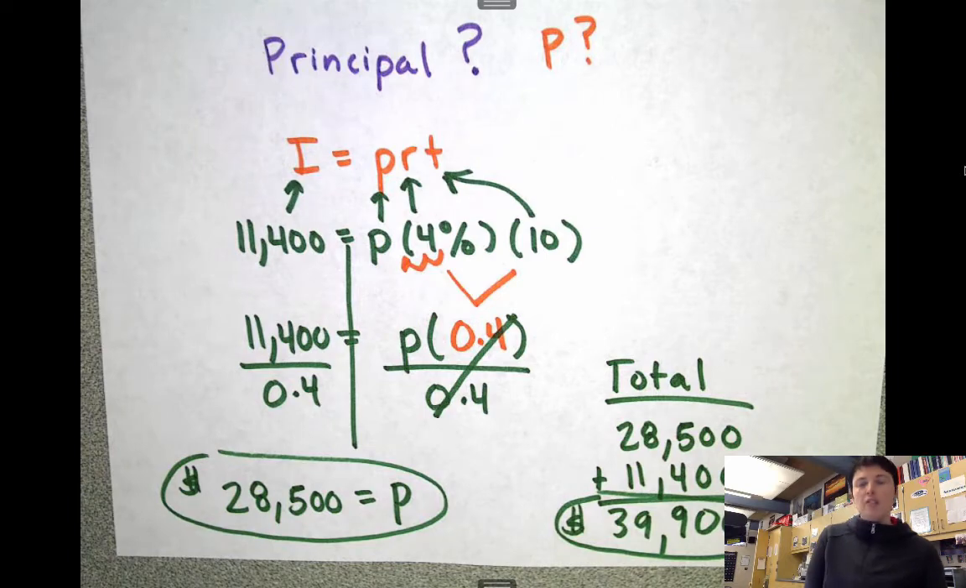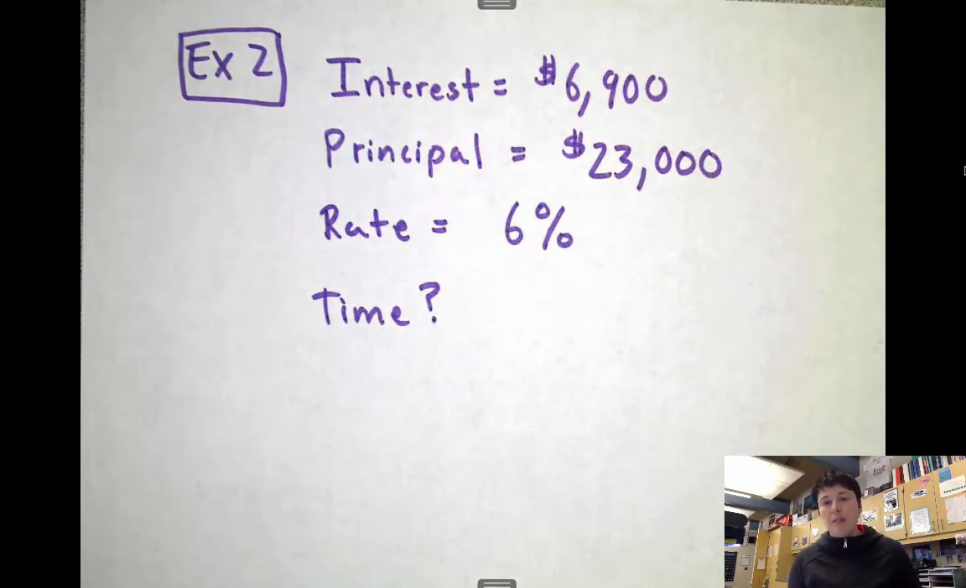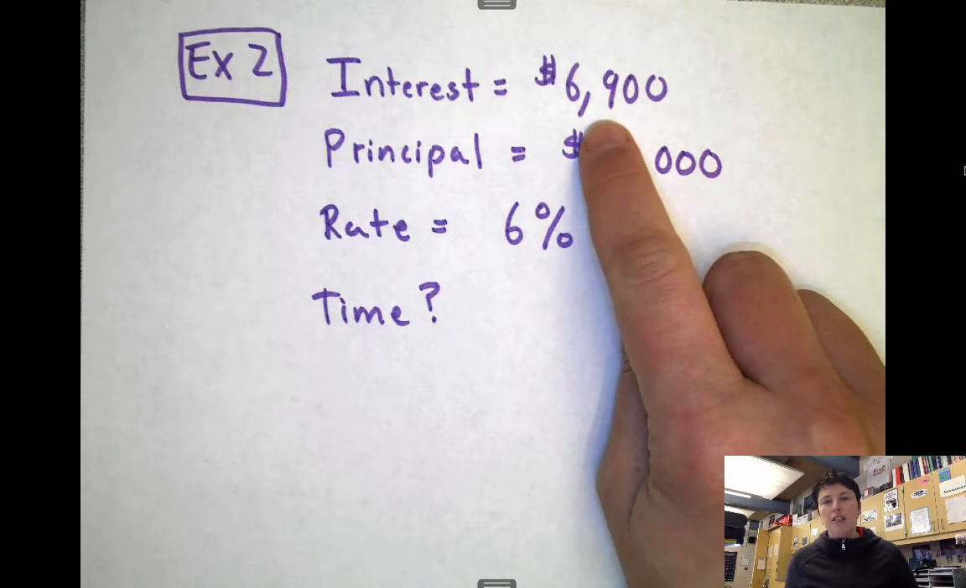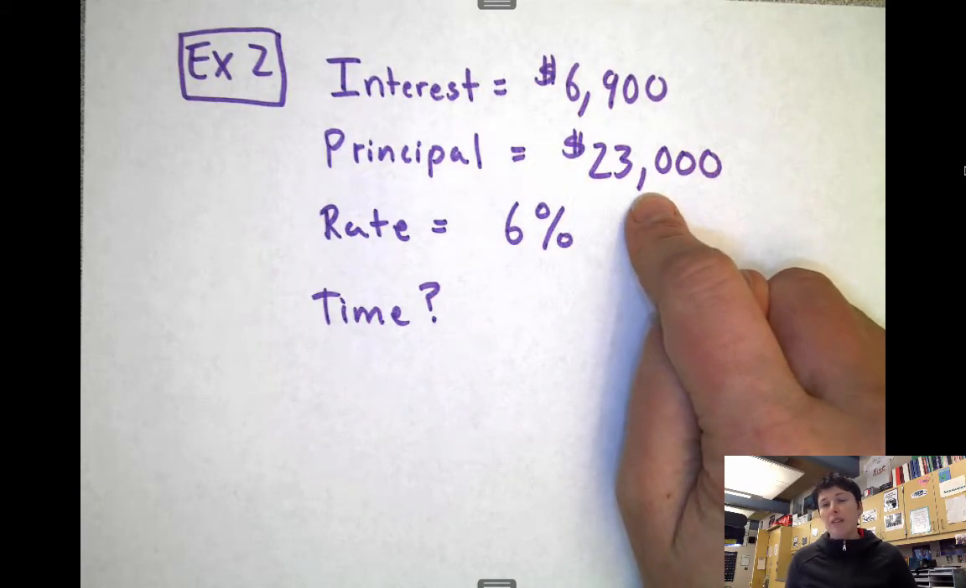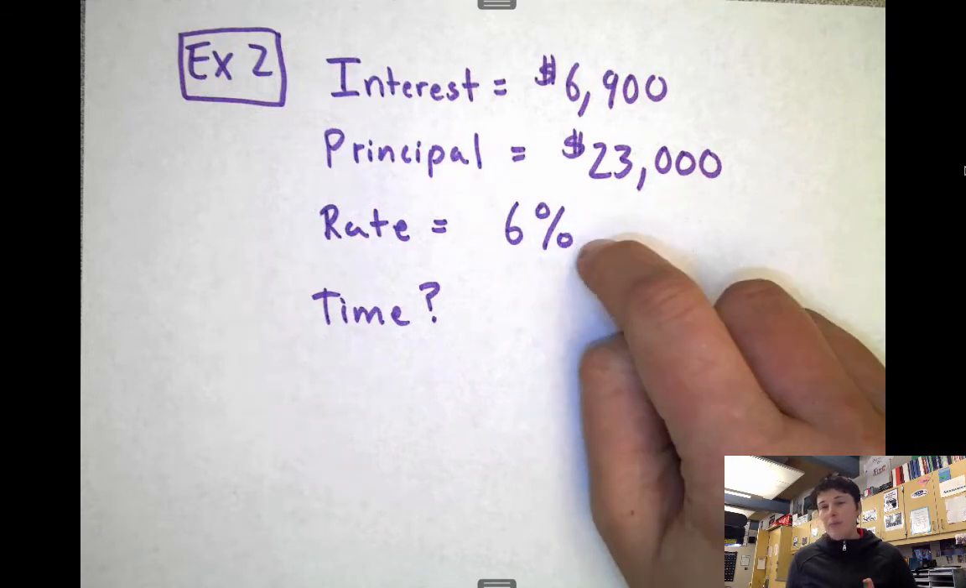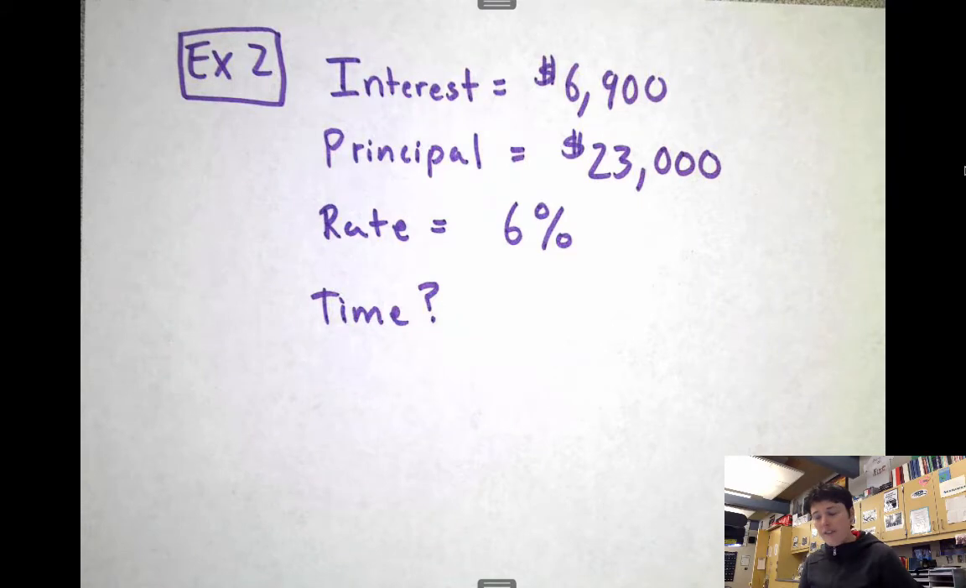Okay, so these are kind of backwards problems. I'm going to show you another one, example 2. Here are the facts. You paid a bunch of interest to the bank, $6,900. Your principal loan, you borrowed $23,000, and you had a 6% rate. The question is how much time did it take you to pay it back off?